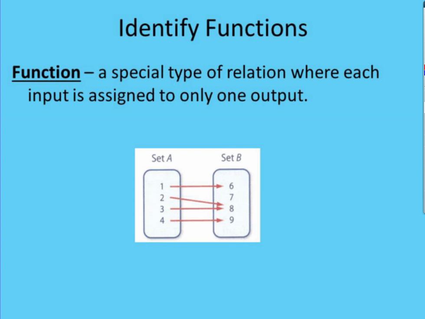A function is a special type of relation where each input is assigned to only one output. So when we check these, for every x value, there can only be one y value. So if x is 1, y is 3, we cannot have one where x is 1 and y is negative 4. For each x, there can only be one y.